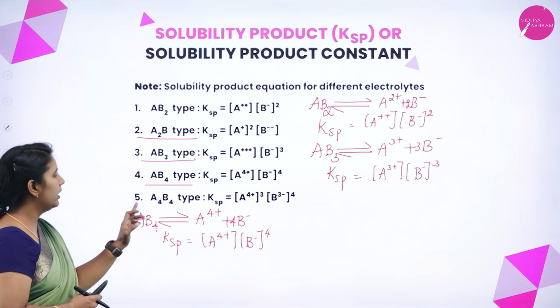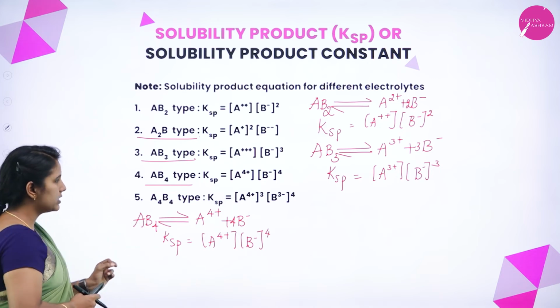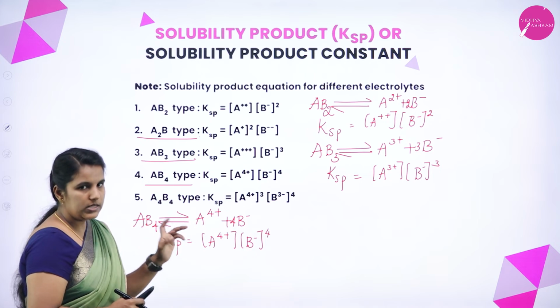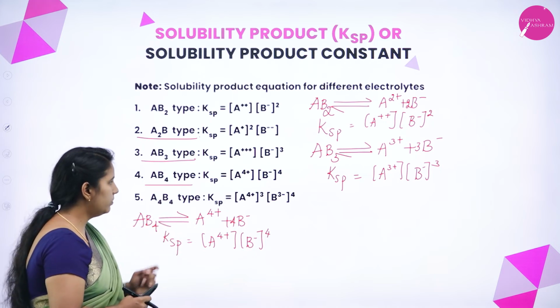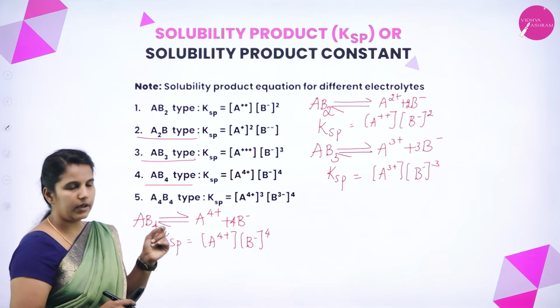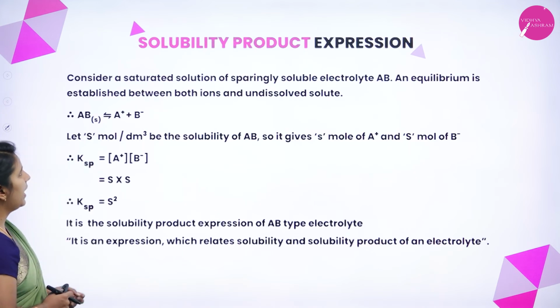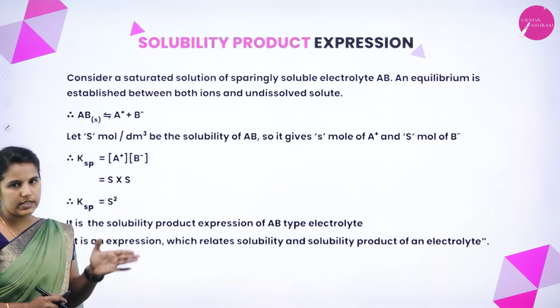Similarly, you can write for A B4 and B4, and the Ksp value will be A to the power of 4 plus and the whole cube divided by B to the power of 3 minus and a whole 4. Okay. Next, we have solubility product expression.